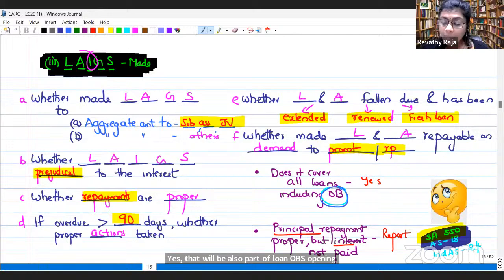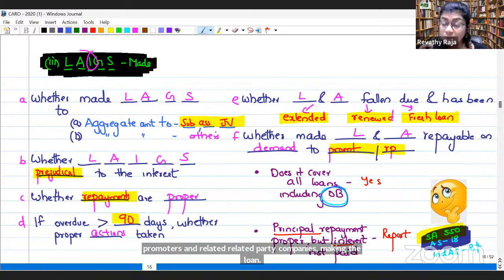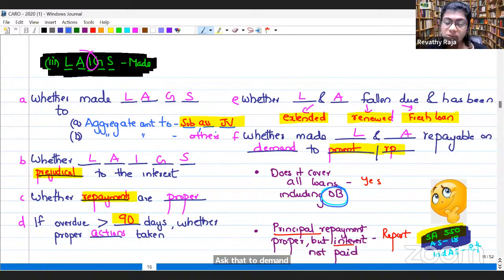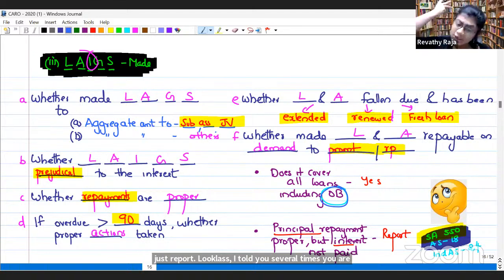Clause F is promoters and related party. For promoters and related party, the company is making the loan. Risk high, that too demand loan, repayable on demand. If so, you just report. As I told you several times, you're just reporting. You're letting shareholders know. Let them question. You're not qualifying. You're not saying it's wrong. You're just reporting.